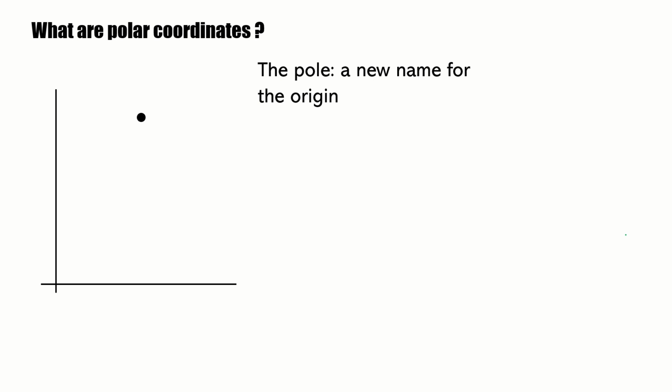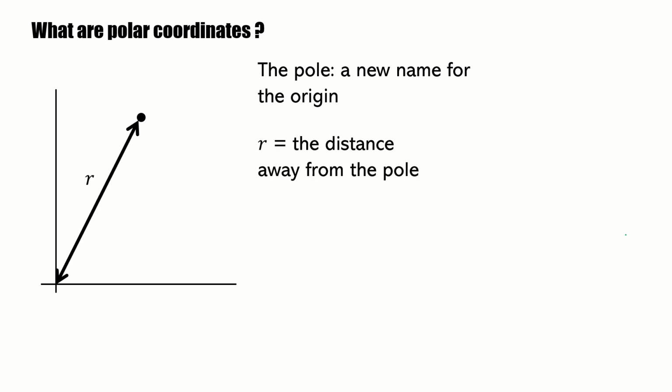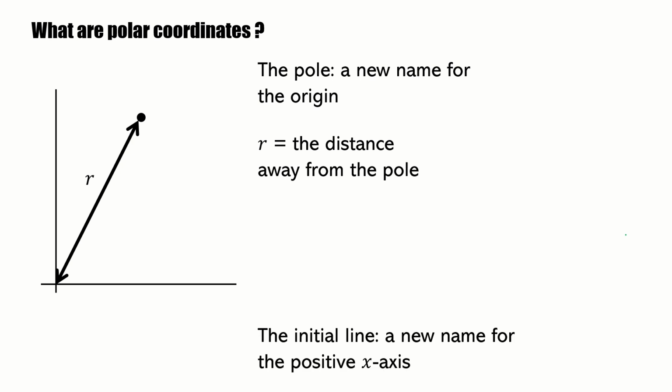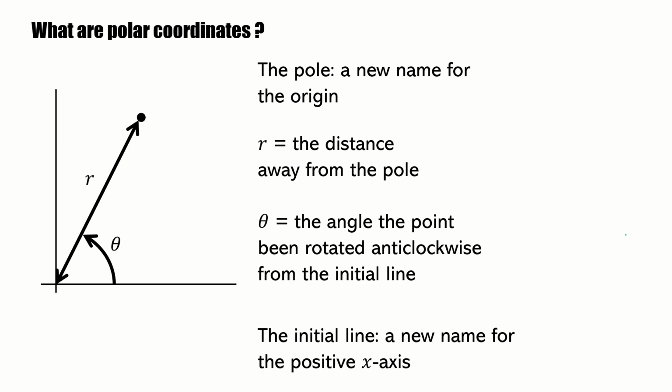Then once we've defined what the pole is, you can then measure how far away the point is away from the pole. And we are going to define that distance as r, the variable r. And then we're also going to define the part of the x-axis where the positive values lie, in other words the positive x-axis, as the initial line. That then means we can then measure how much we have to rotate around from the initial line to get to our particular point. And we're going to define that measurement as theta.